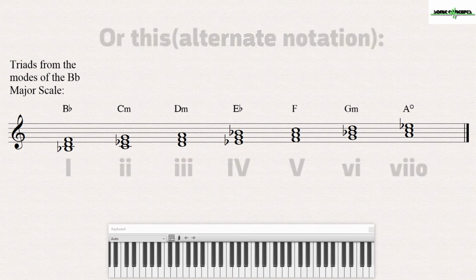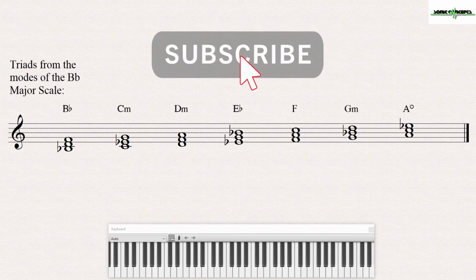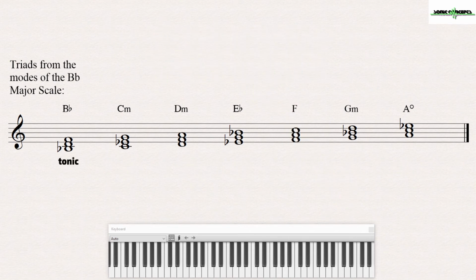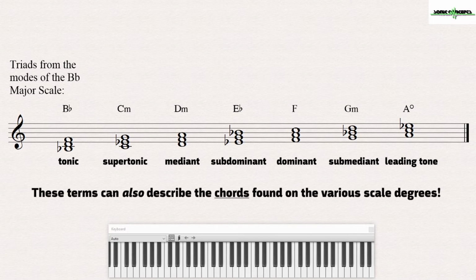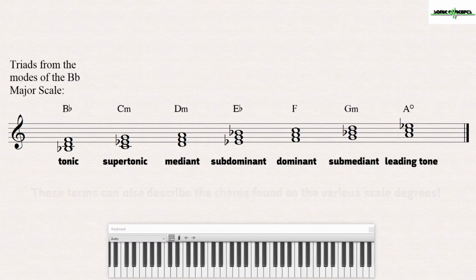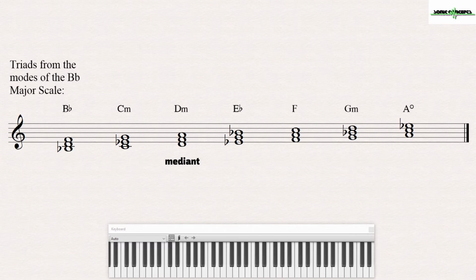To illustrate, here are the academic names once again for the scale degrees of a major scale: tonic, supertonic, mediant, subdominant, dominant, submediant, and leading tone. These particular terms can not only be used to define the scale degrees, but also to describe the chords that can be found on the various scale degrees. For example, the third scale degree is referred to as the mediant, and the chord that is found on the third scale degree is also referred to as the mediant. One might refer to it as the mediant chord, for example.